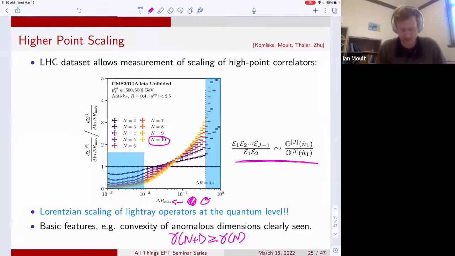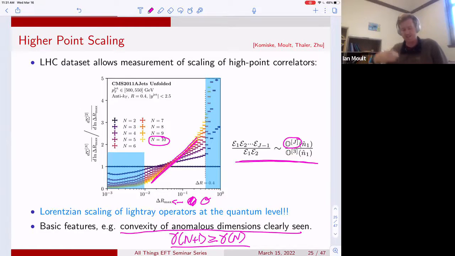And so in particular, you can see that this slope in this region shown here, where you're under perturbative control, gets steeper and steeper and steeper as you go to higher and higher point correlators. And this is a very basic feature of all quantum field theories, namely that these anomalous dimensions are convex as a function of this spin. And so this is something that one can just see kind of beautifully by eye, and you can really probe the kind of Lorentzian scaling behavior of these operators at the quantum level, which I think is quite remarkable.